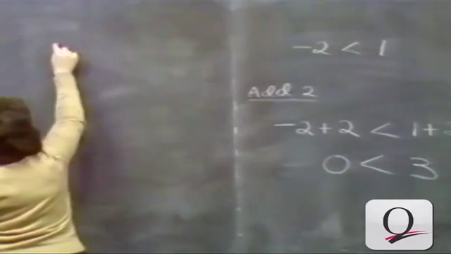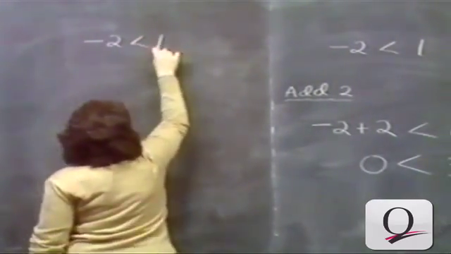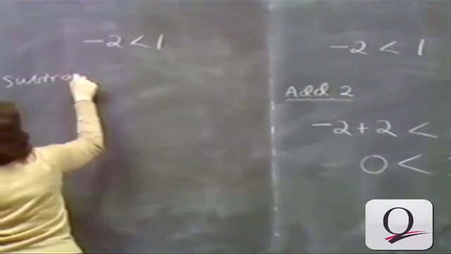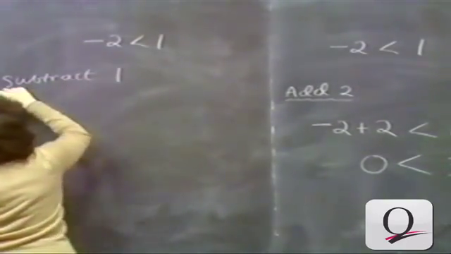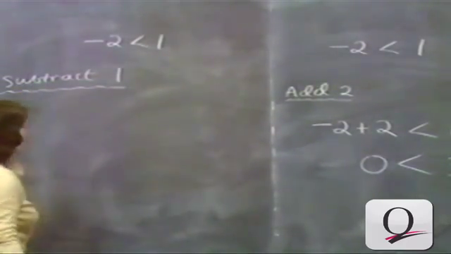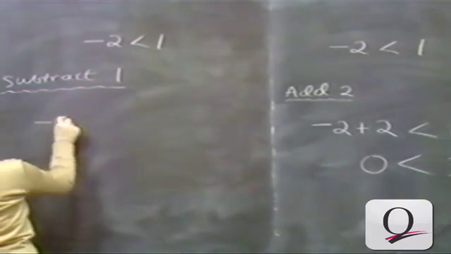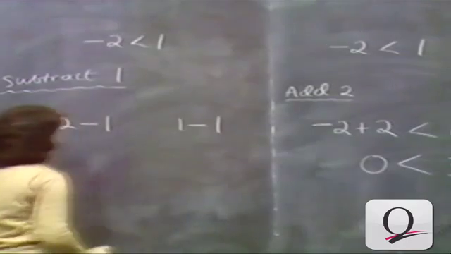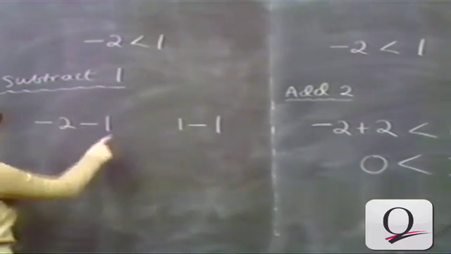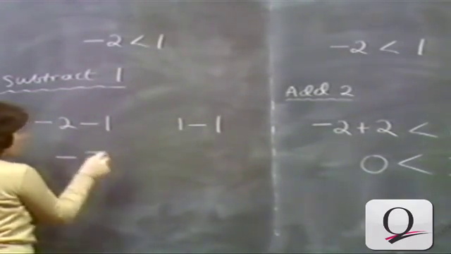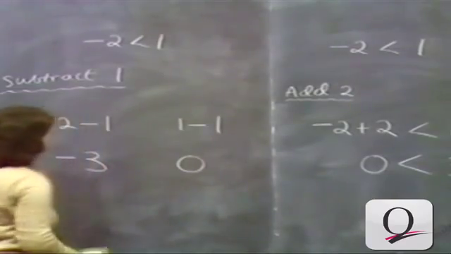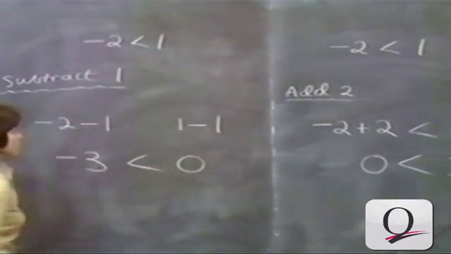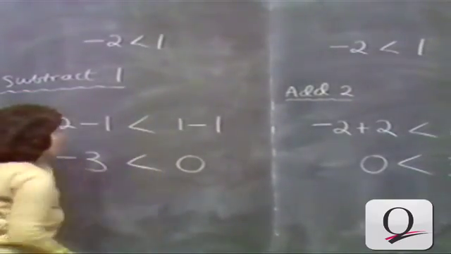Okay, let's start with the same inequality. Minus 2 is less than 1. And this time I would like to subtract 1 from both sides of the inequality. I'd have minus 2 minus 1 and 1 minus 1. Minus 2 minus 1 gives me minus 3. 1 minus 1 is 0. And the original inequality was a less than inequality, and what we have here is also a less than inequality.